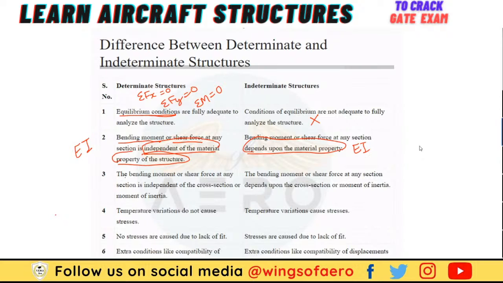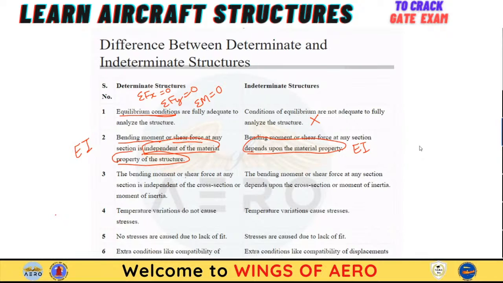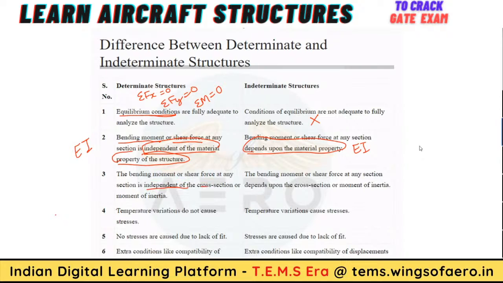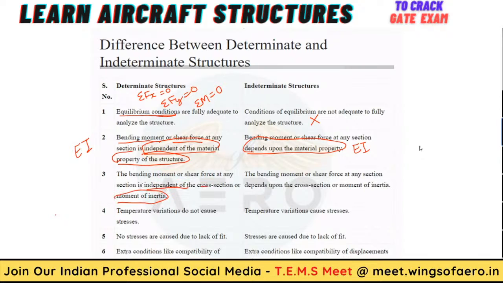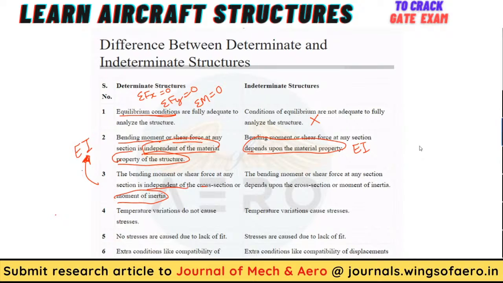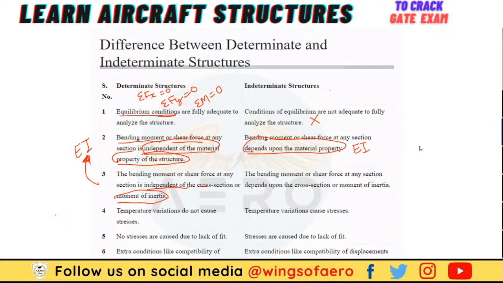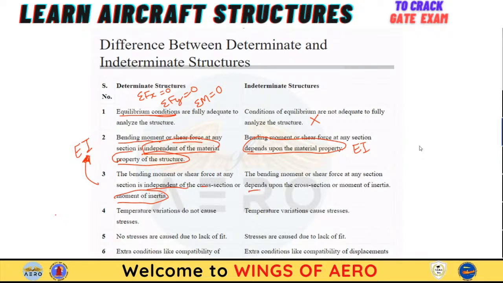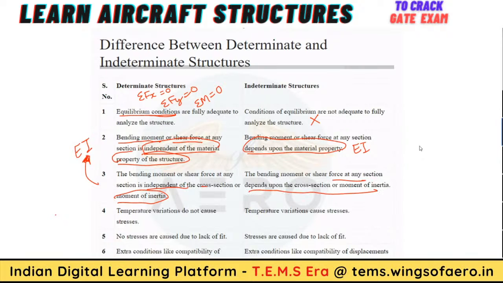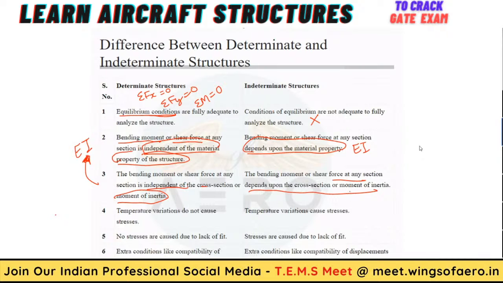Next point. Coming to the same thing, the bending moment or the shear force at any section is independent of the cross section or the moment of inertia, right? As I've discussed before, EI, in short the flexural rigidity, will be independent in the determinate structure and will be dependent in the indeterminate structure. The same opposite will happen here. So in the indeterminate structure, it is dependent on the cross section, whether it is I, and what the dimension of it is.